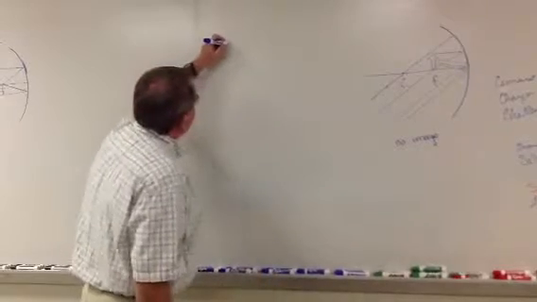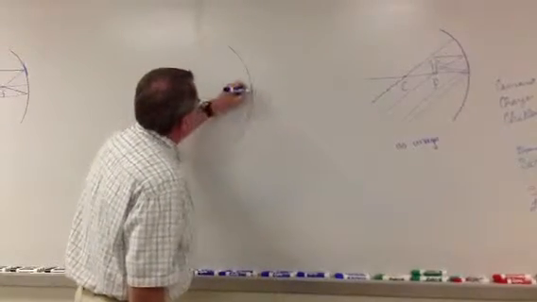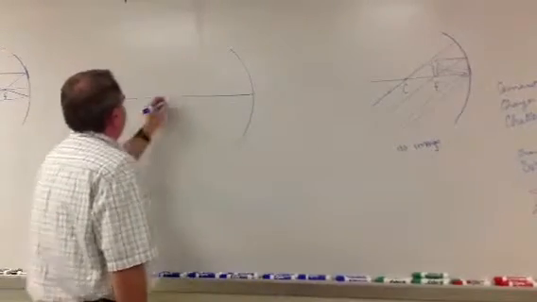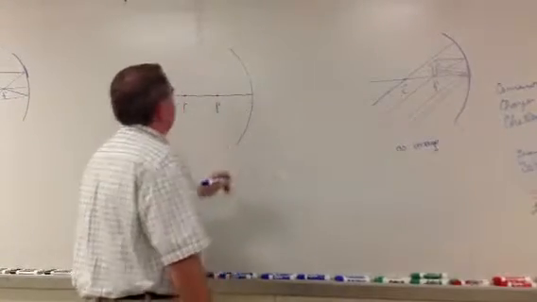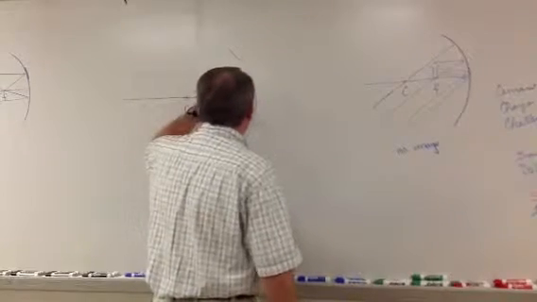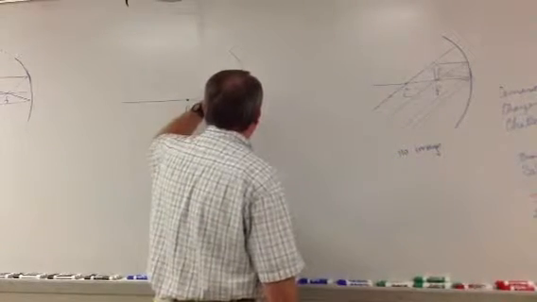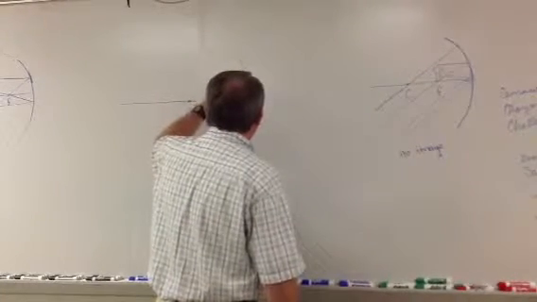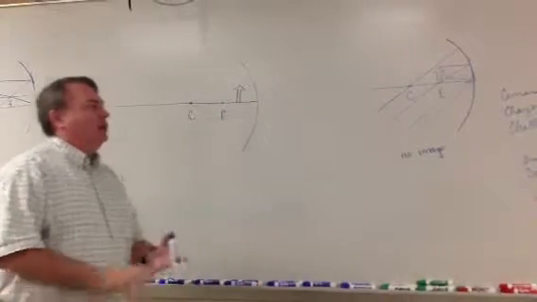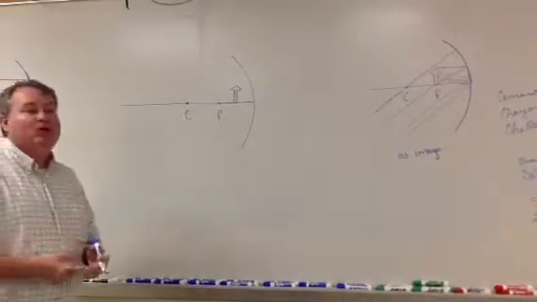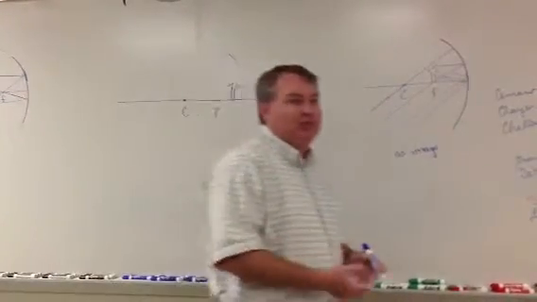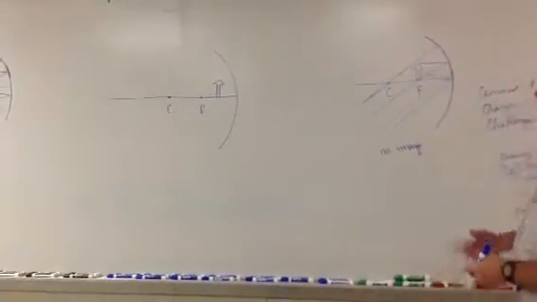Now, for a concave spherical mirror, here's the center and the focal point. If the object is located in between the focal point and the surface of the mirror, the image is going to be virtual. Now, this is interesting because a concave spherical mirror can form both real and virtual images, and no image at all if it's at the focal point.